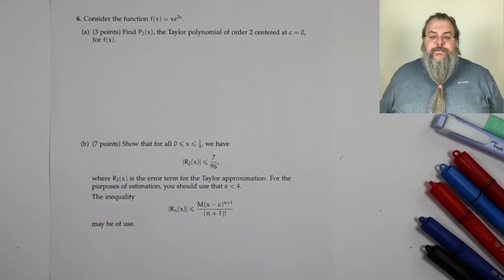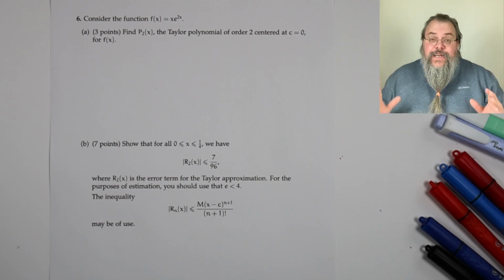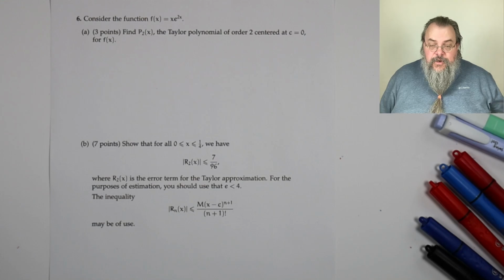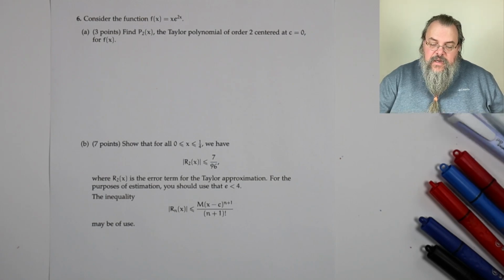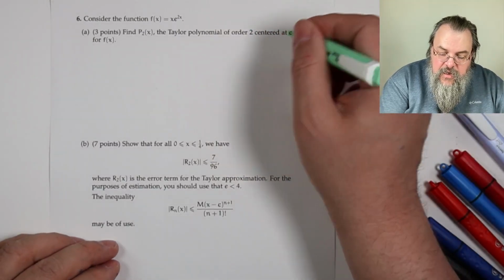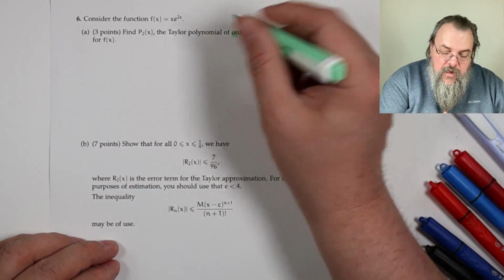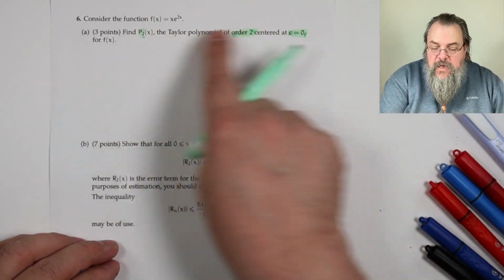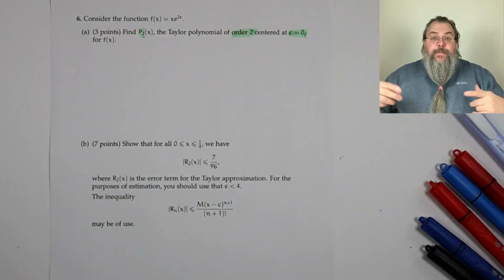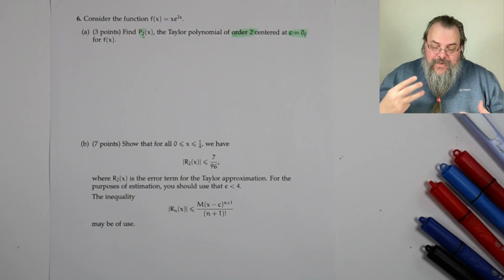All right, so consider the function f of x is x e to the 2x. Part A. Find p2 of x, the Taylor polynomial of order 2, centered at 0 for f of x. Okay, so there's a couple of things we need to do. We need to know where we're at, and so we're centered at 0. We need to know what our order is. That's also given in 2 places, right? P sub 2, and then explicitly said order 2. Now, order 2 means we're working up through the second derivative.